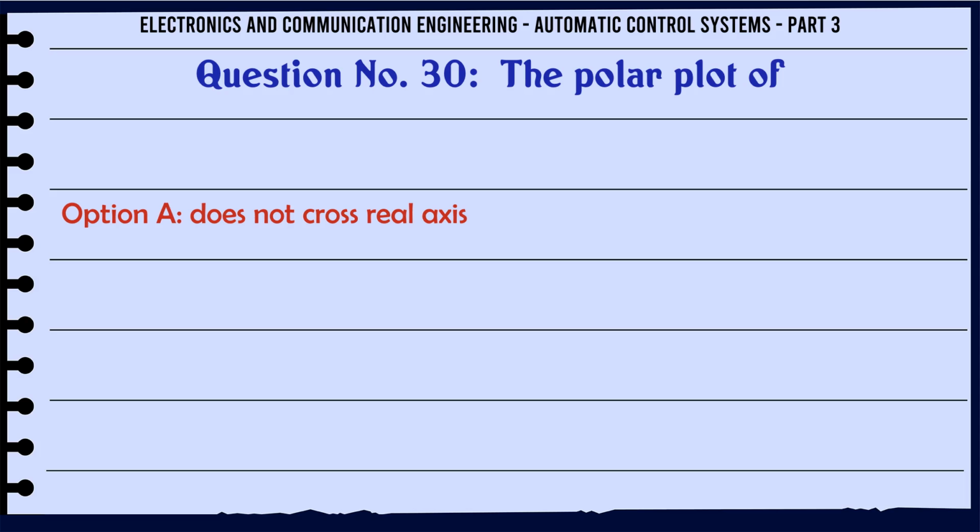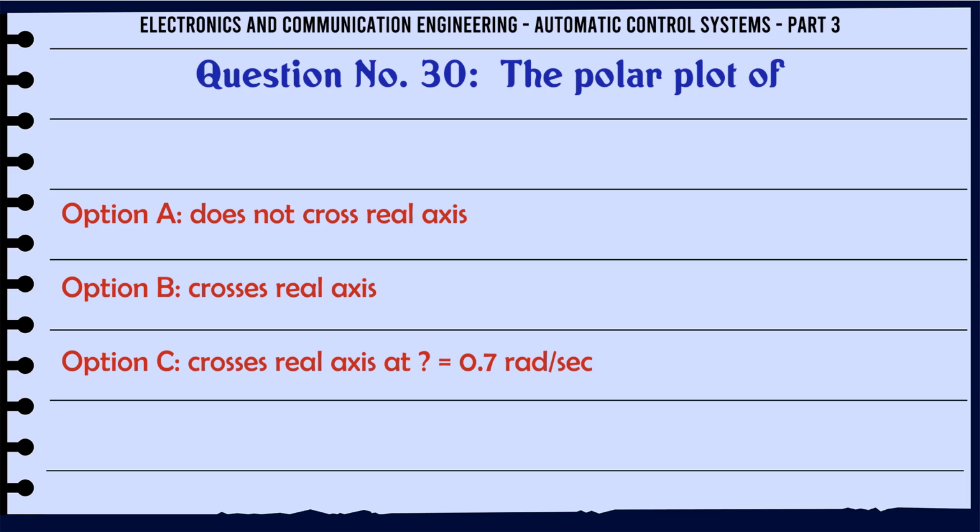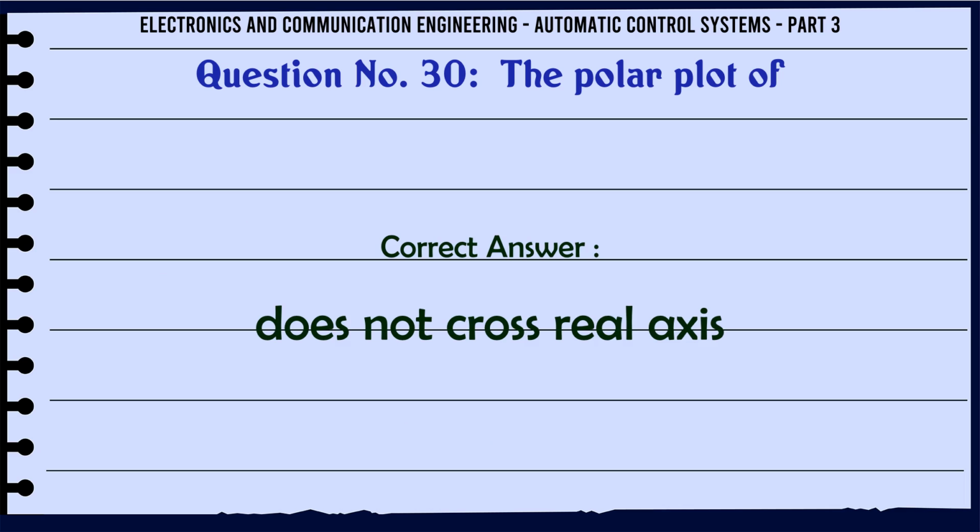The polar plot A. does not cross real axis, B. crosses real axis, C. crosses real axis at 0.7 rad/sec, D. crosses real axis at 1.4 rad/sec. The correct answer is does not cross real axis.